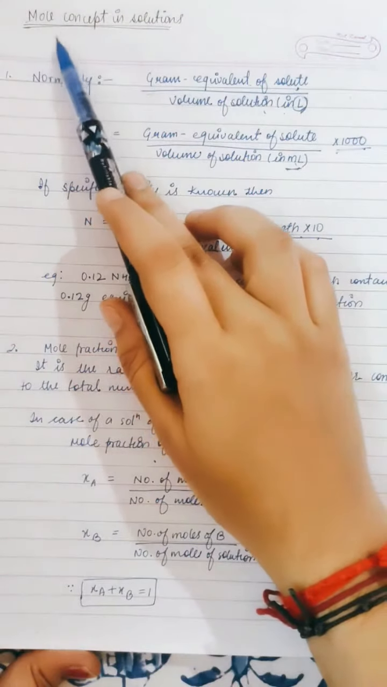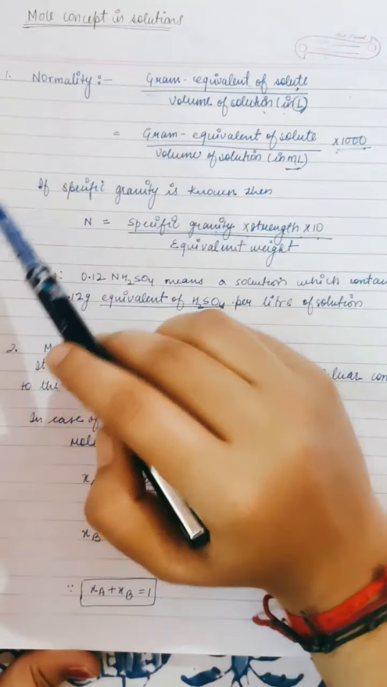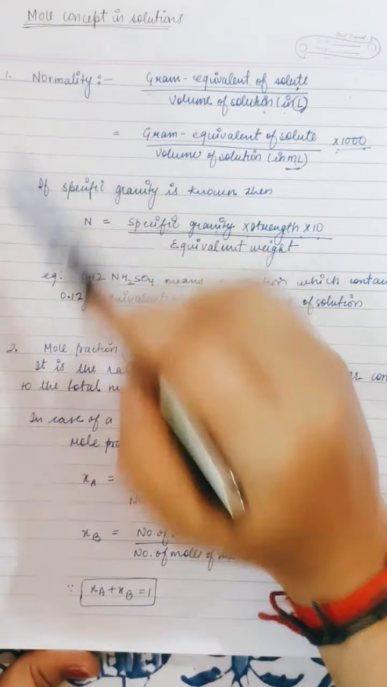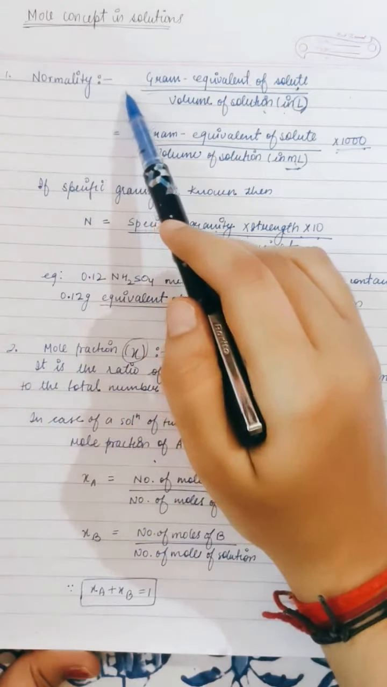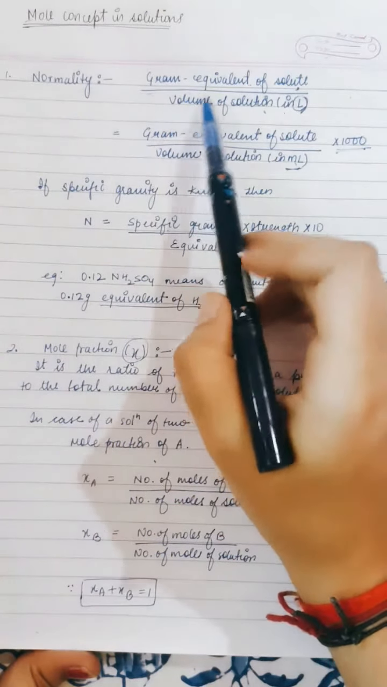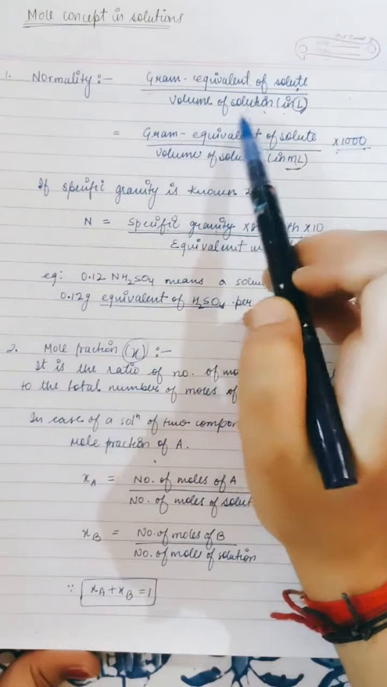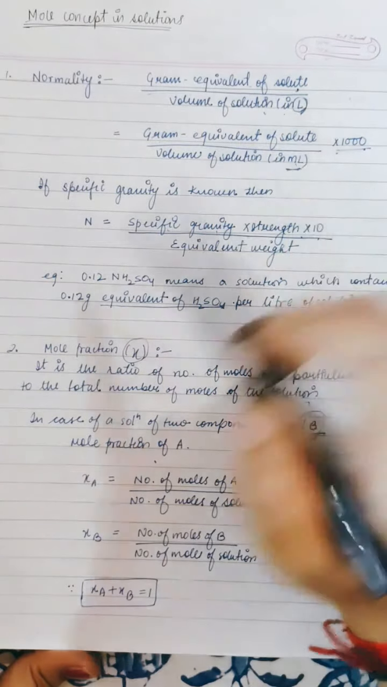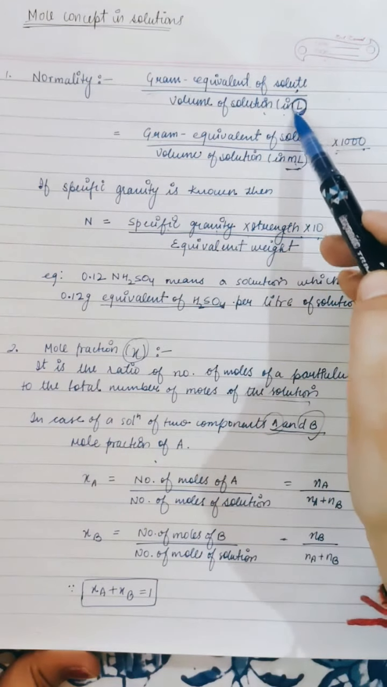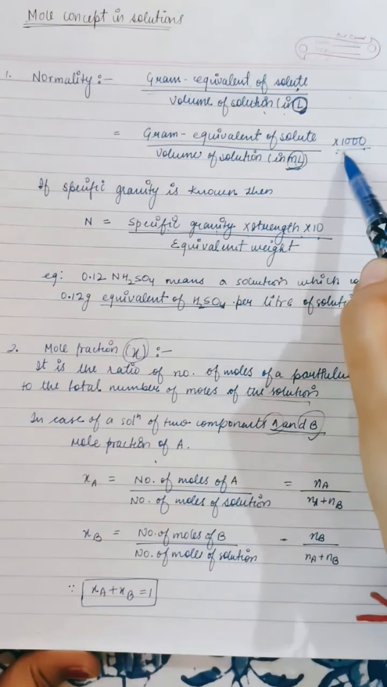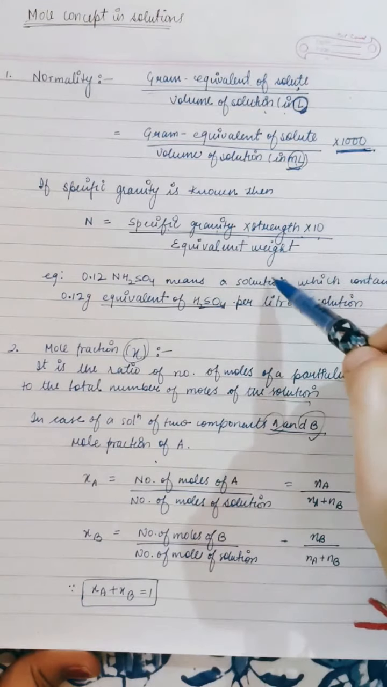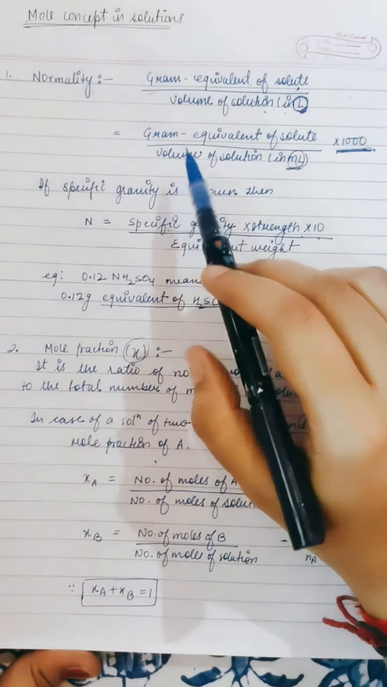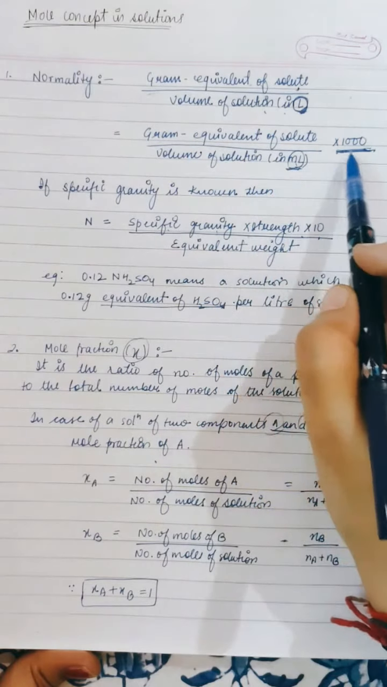Now we will discuss mole concepts in solutions. The first term in the mole concepts in solution is normality. Normality is generally defined as the gram equivalent of solute in any solution upon the volume of solution in liter. We can also change this liter into milliliter, then we should divide by 1000: the gram equivalent of solute upon volume of solution in ml into 1000.